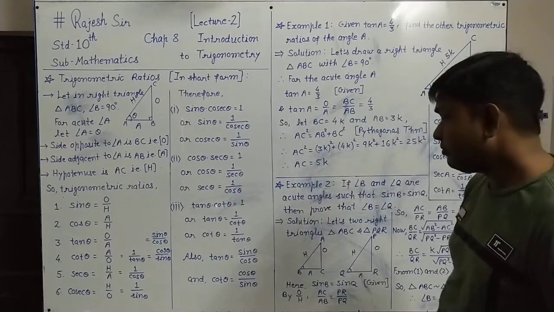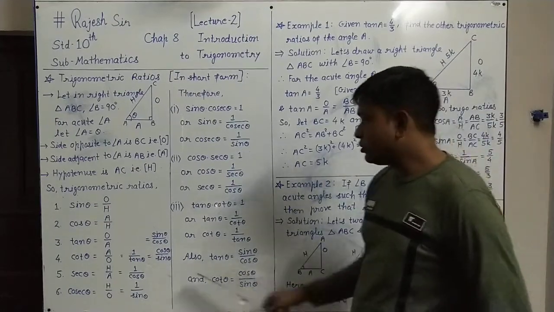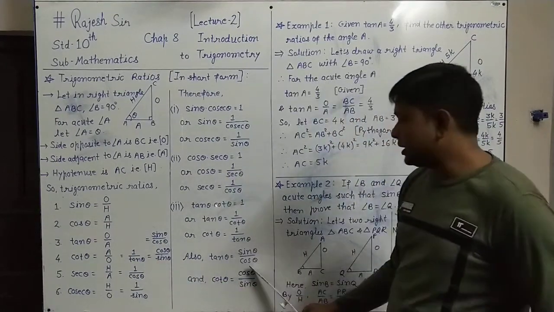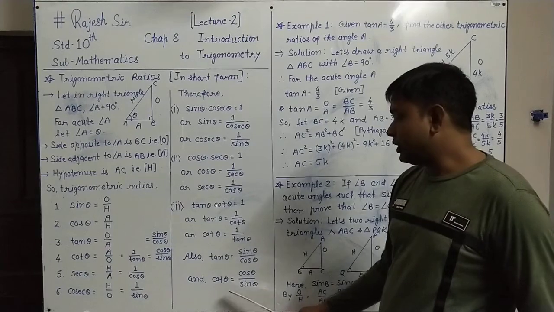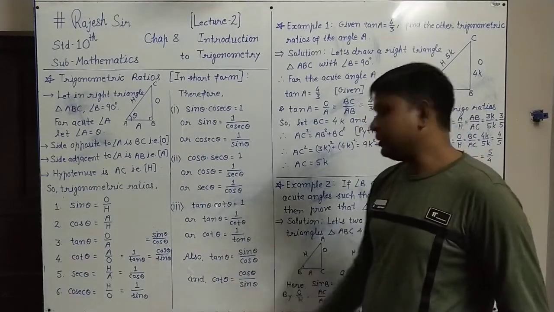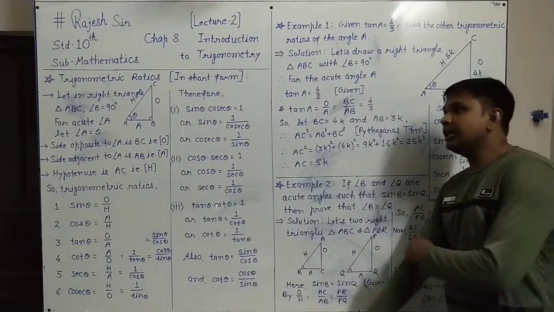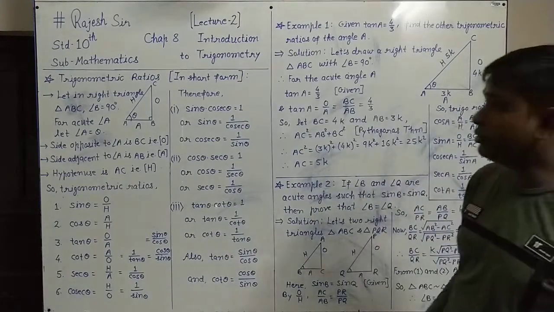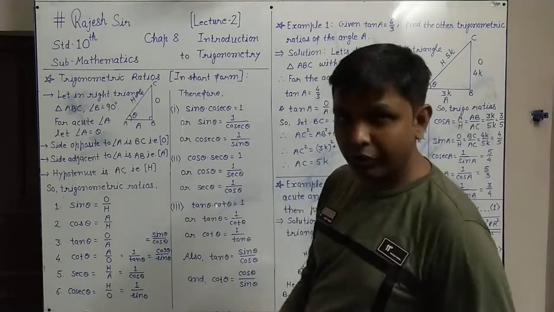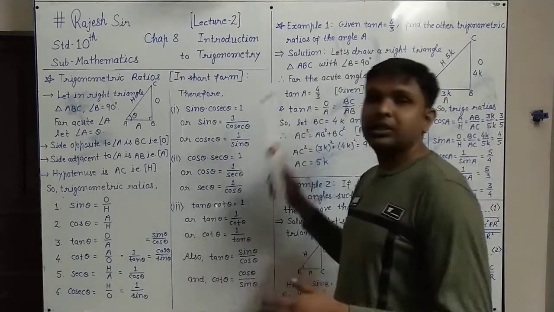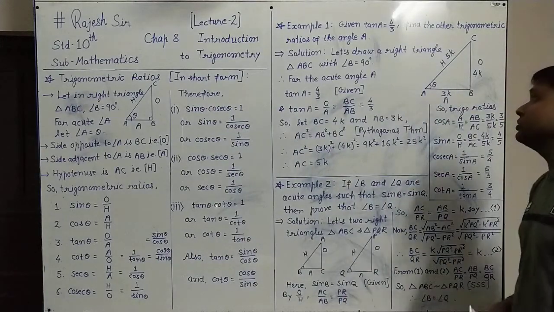In short, tan theta equals sin theta upon cos theta, and cot theta, therefore, is cos theta upon sin theta. So all the formulas we have seen in the last lecture also, but here we have listed them in a very short form so that we can use them in the coming examples and questions.